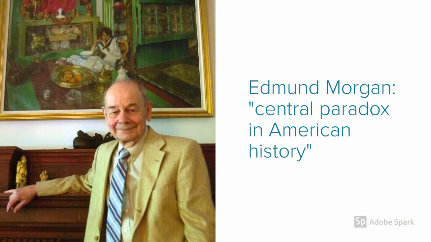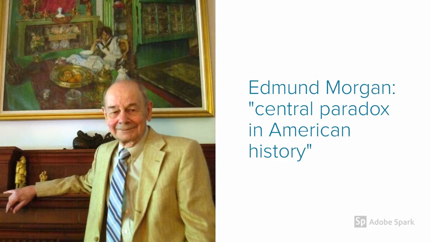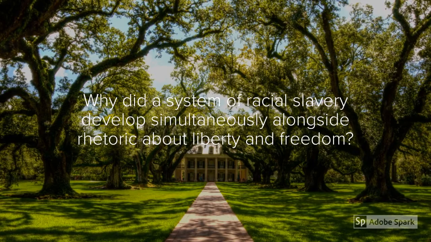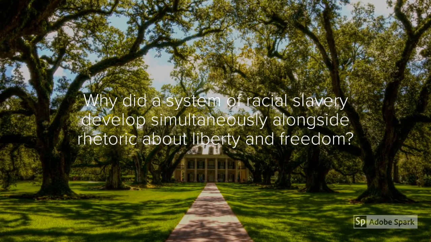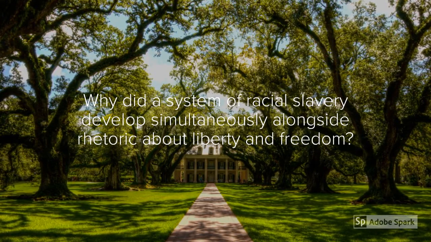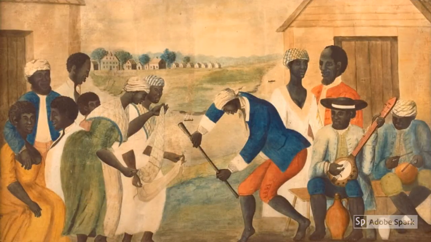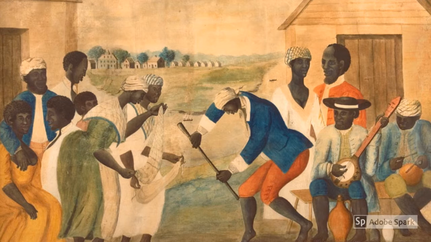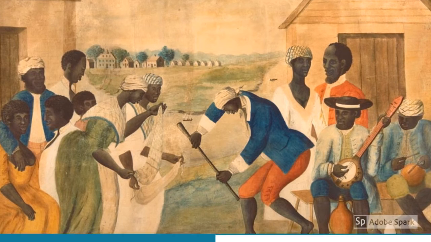We'll end the module by looking critically at a well-established theory by historian Edmund Morgan, who seeks to answer the question of the central paradox in American history. Why did a system of racial slavery develop simultaneously alongside the development of rhetoric about liberty and freedom? These questions will prepare us to analyze the institution of early colonial slavery in detail starting in Week 6.